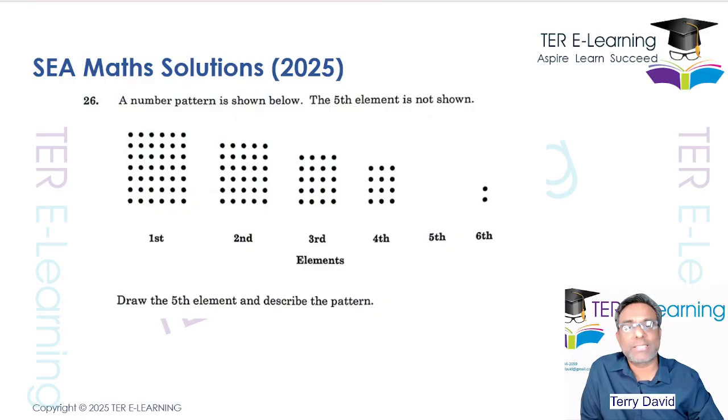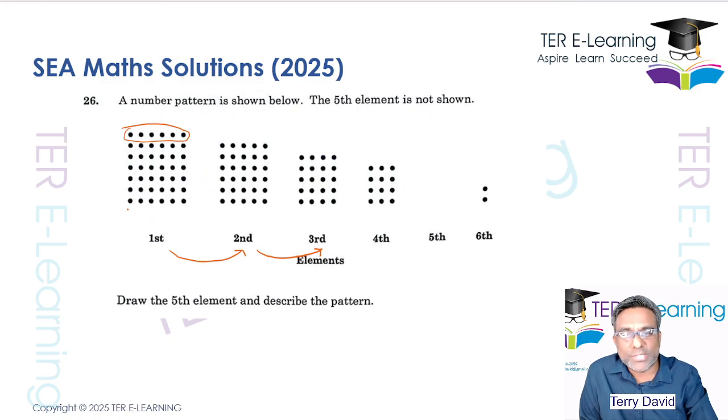Question 26, draw the 5th element in the pattern. Whenever you have a pattern, try to look to see what's happening when you jump from one element to the next. What is actually changing? If you look at the diagram, you are decreasing in height by 1, so you're removing 1 row.